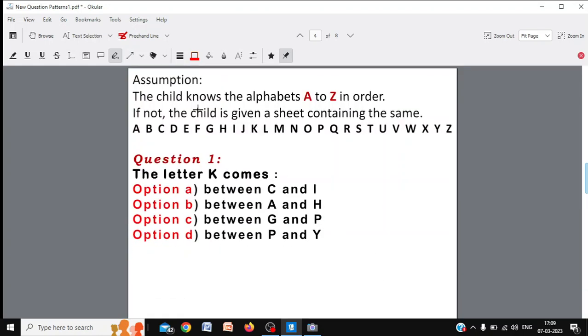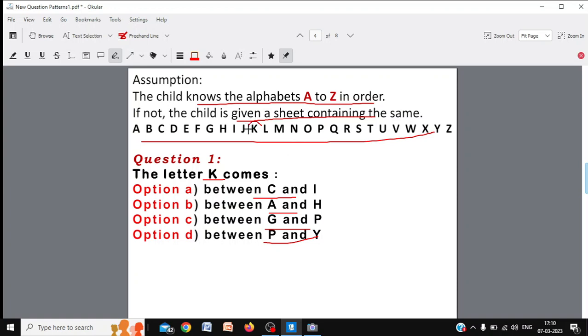Now we assume that the child knows the alphabet A to Z. And if not, you can even give the child a sheet containing the alphabets. Here we have written the alphabets, even if they don't know. What are the types of questions that you can ask based on the knowledge of alphabets? Question 1. The letter K comes between. You have the options: between C and I, between A and H, between G and P, between P and Y, and you have to choose the correct option. So, where does the K come?